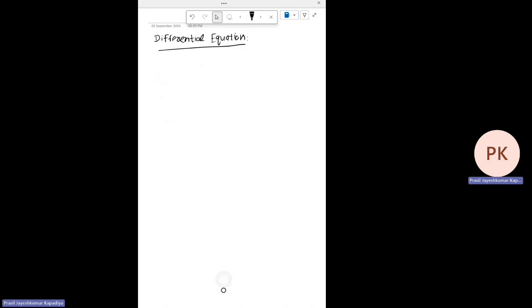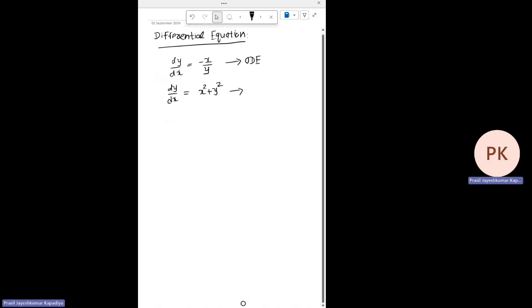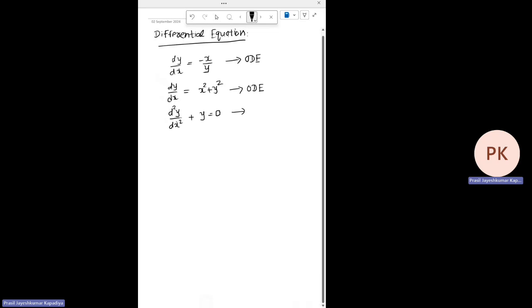Differentiation with respect to a single variable. So let's say dy by dx is equal to minus x by y. Differentiation is only with respect to x, so this is called an ordinary differential equation. Let's say I'm writing dy by dx is equal to x square plus y square. Here also differentiation is with respect to one variable only, so this is also an ordinary differential equation. One more example, d square y by dx square plus y is equal to 0. Here also differentiation is with respect to one variable, so this is called an ordinary differential equation.